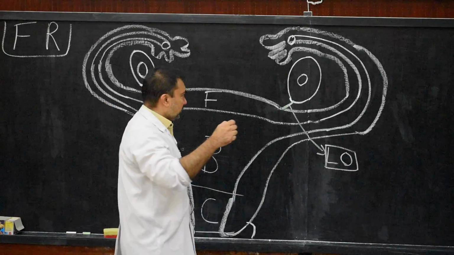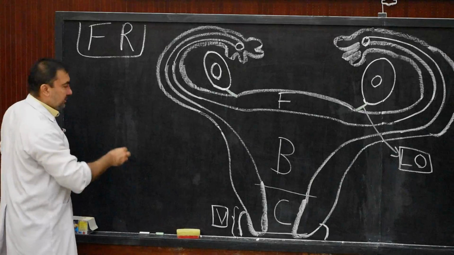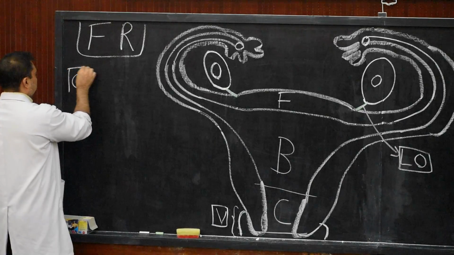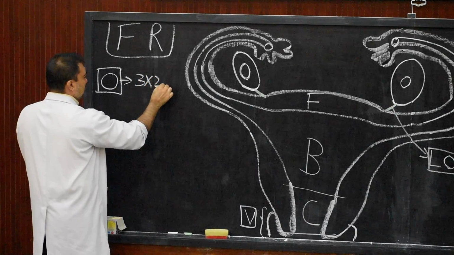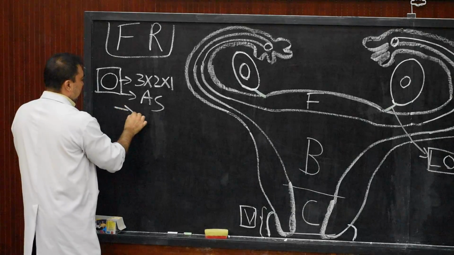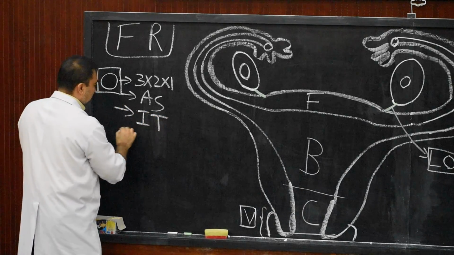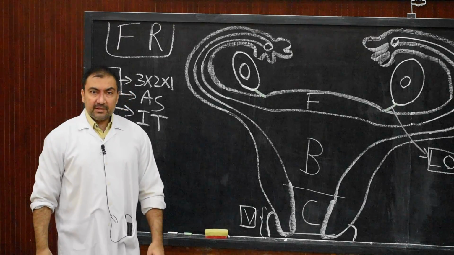All these points are very important. Supposing if I write these points on this side, are we able to view? Yes. So here dimensions will be 3 multiplied by 2 multiplied by 1 cm. They are almond shaped. They are intraperitoneal organs. They are located within the peritoneal cavity, the ovaries.